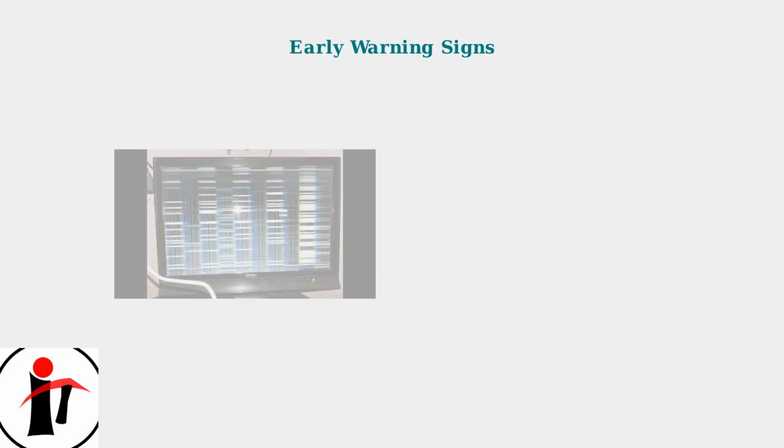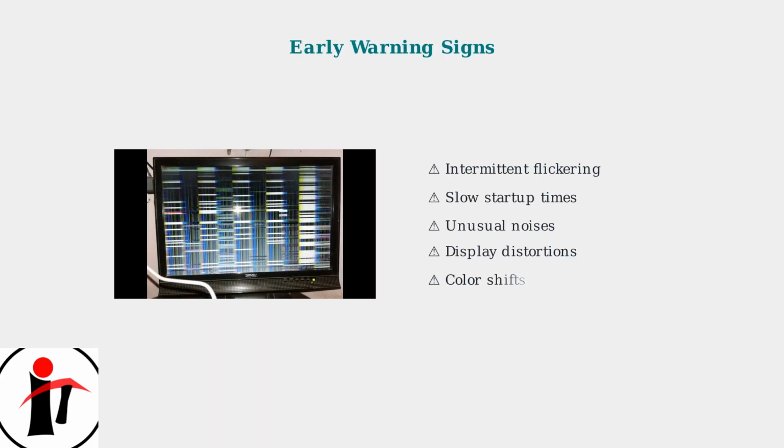Watch for early warning signs that indicate potential monitor problems. Intermittent flickering, longer startup times, unusual noises, or display distortions can signal developing issues before complete failure occurs. Early detection allows for preventive action before complete failure. Address these warning signs promptly to avoid sudden monitor loss and potential data interruption.